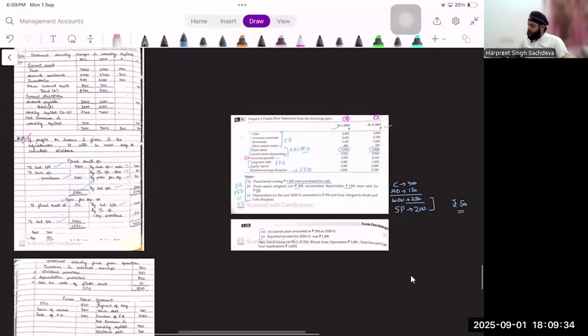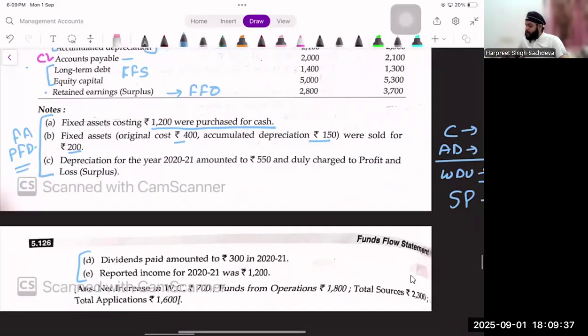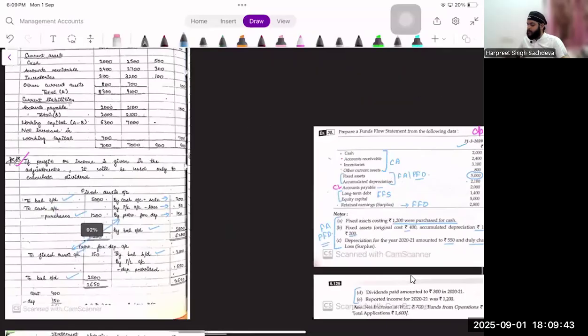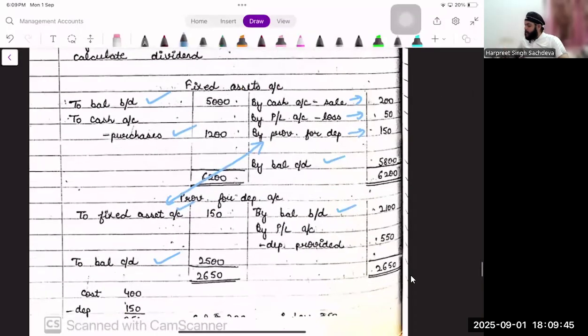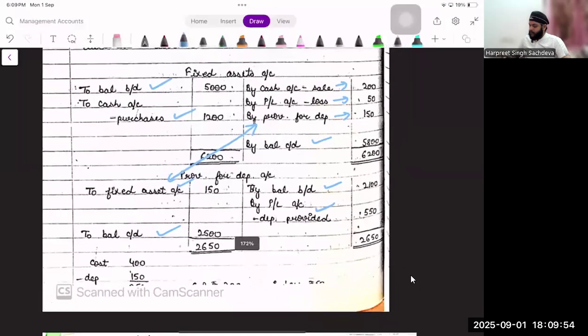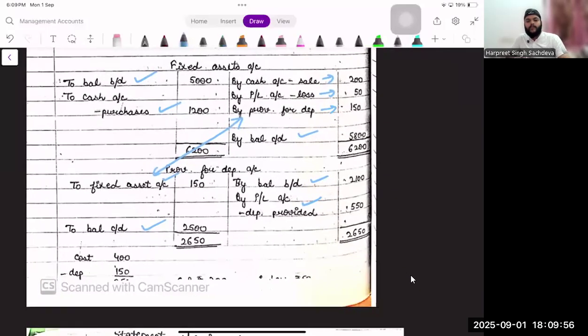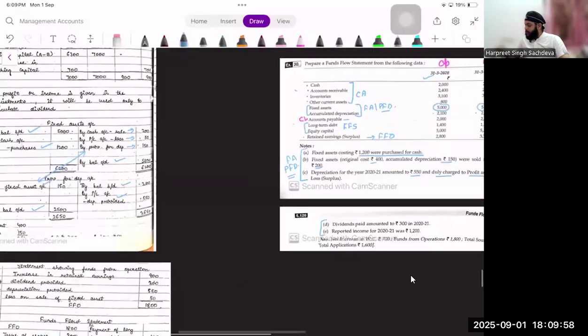Okay. Last point. Depreciation for the year amounted to 550 and duly charged to P&L. Depreciation charged means provided by profit and loss account hyphen depreciation provided 550. So the whole account is matched. Everything is given. Nothing is the balancing figure. Yes or no? Okay. That is done. Next one.